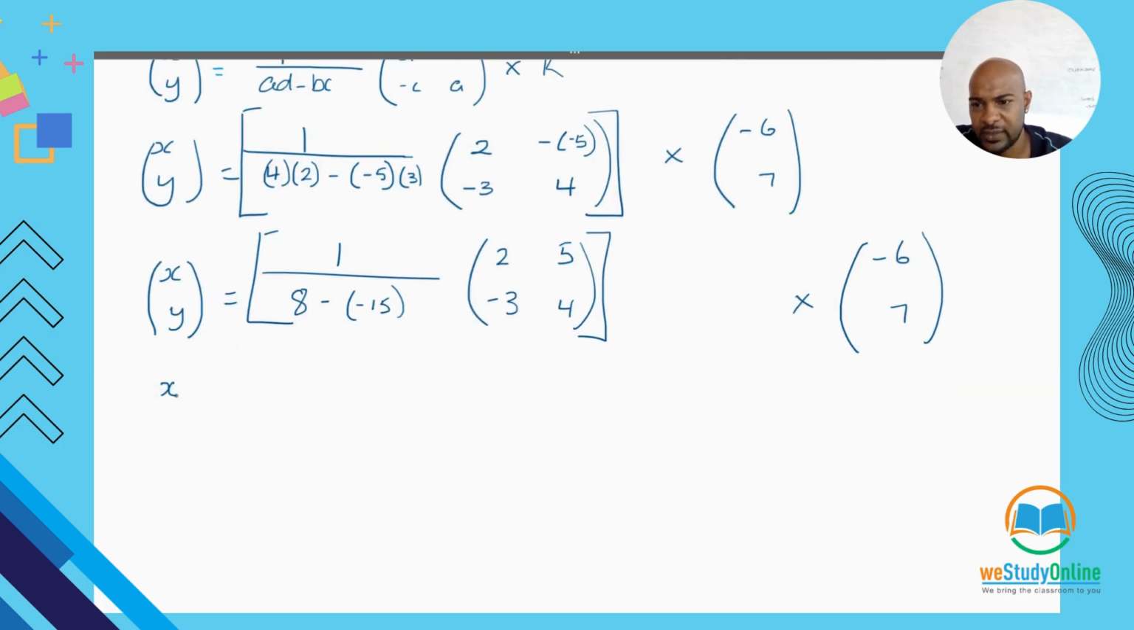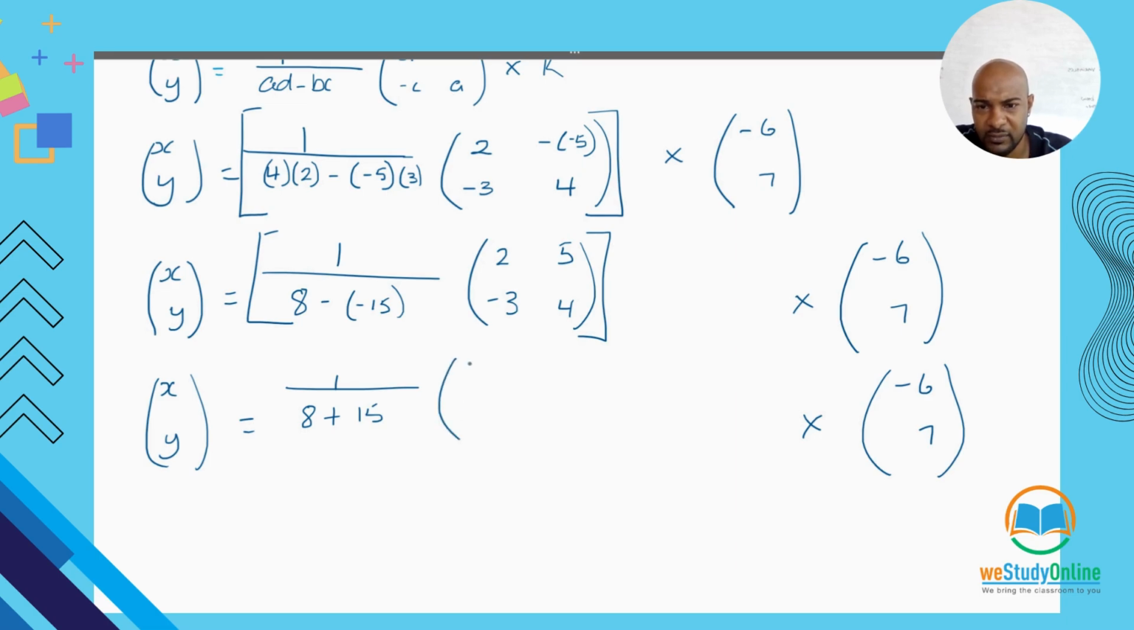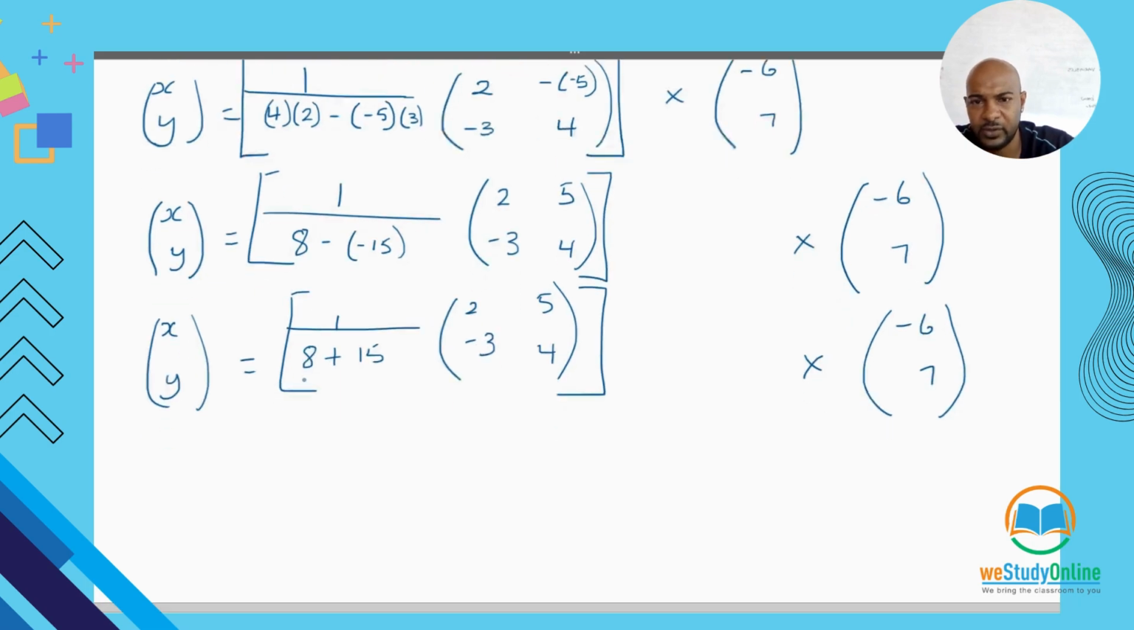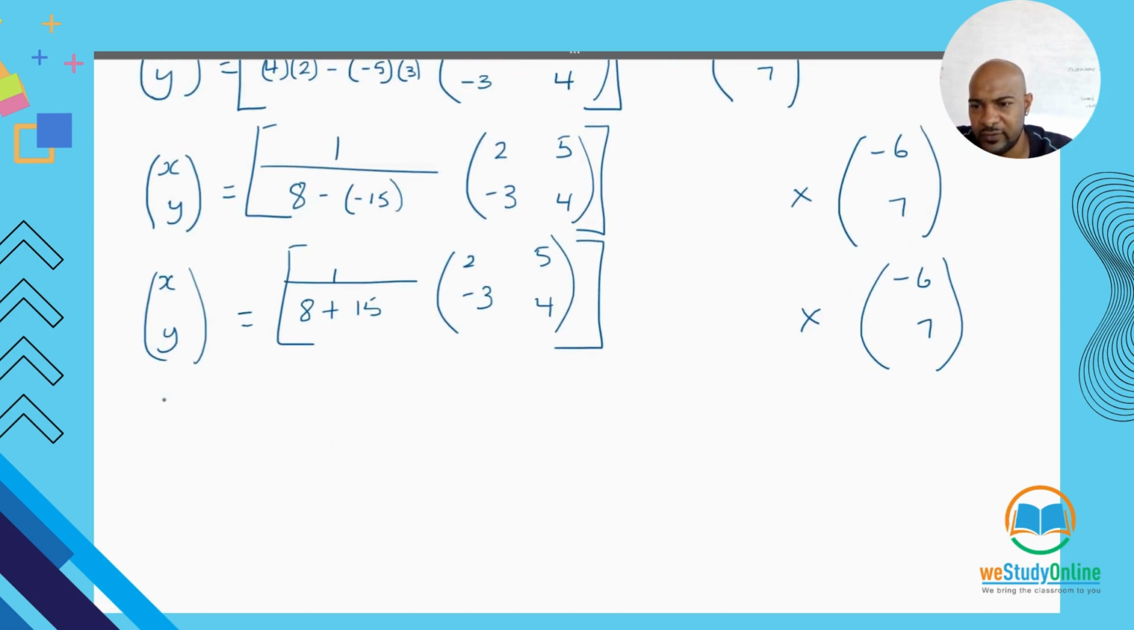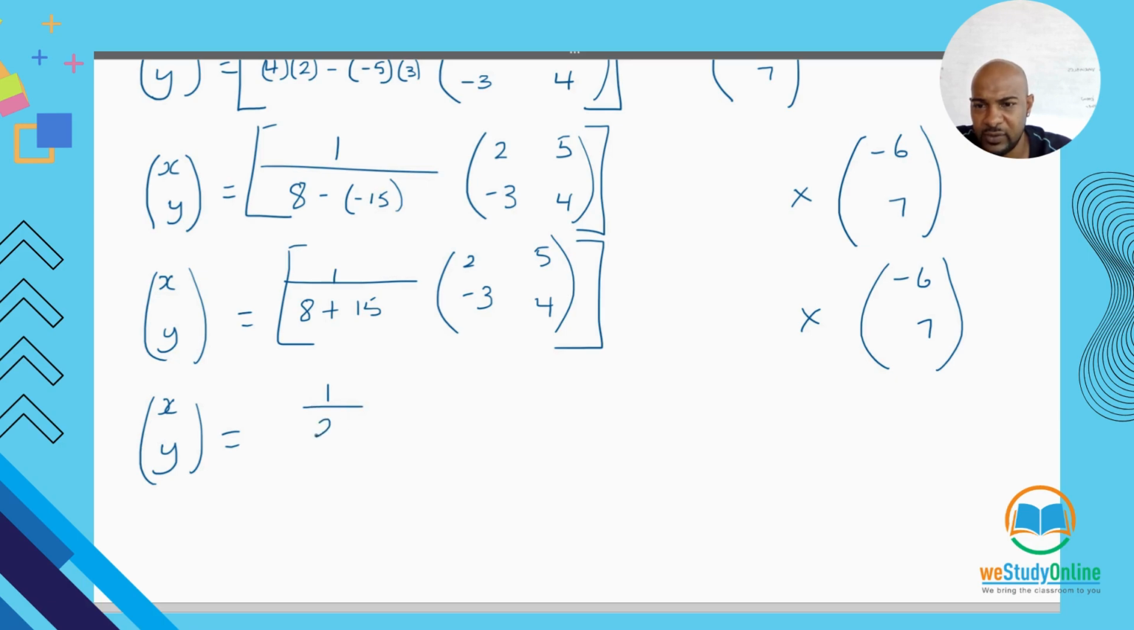So we have x, y. Not using these things, so I like to write them one time, so no confusion as to what we're doing. 8 plus 15, negative and negative is a positive, by 2, -3, 5, 4. Line by line, step by step. No room for errors because I'm working out everything here on the paper. I'm not doing anything in my head. 8 and 15 would give us 23 by 2, negative 3, 5, 4.